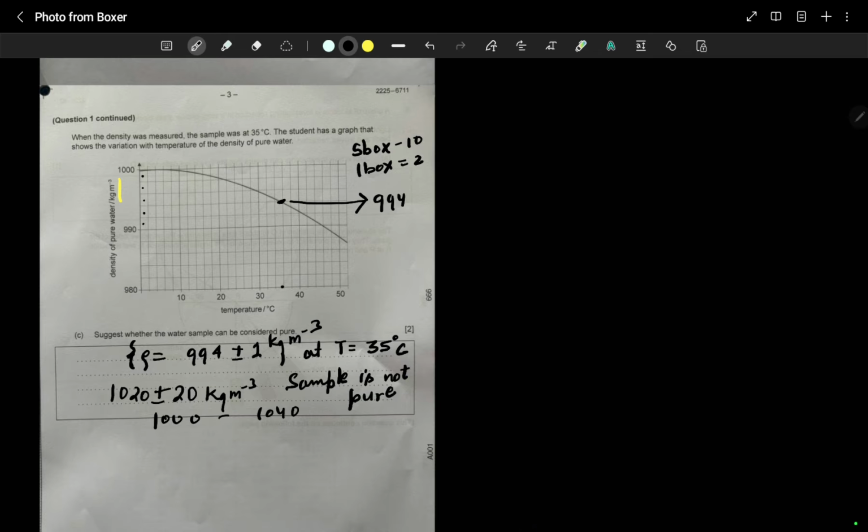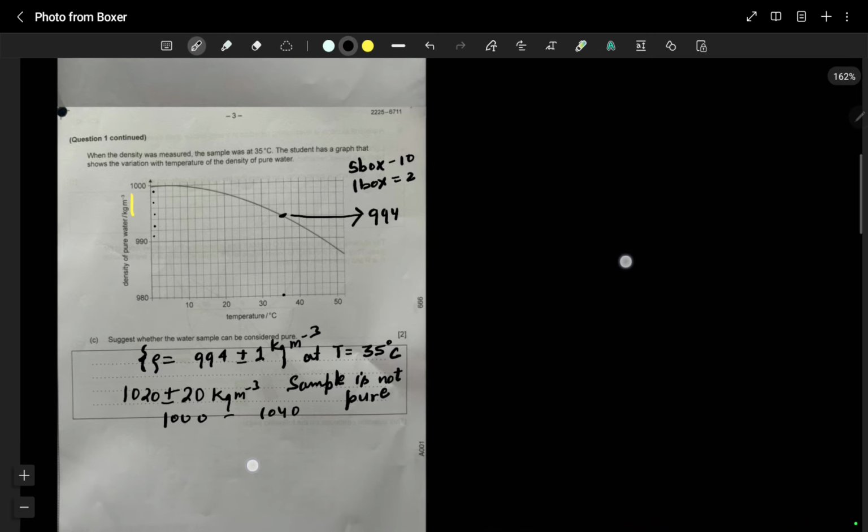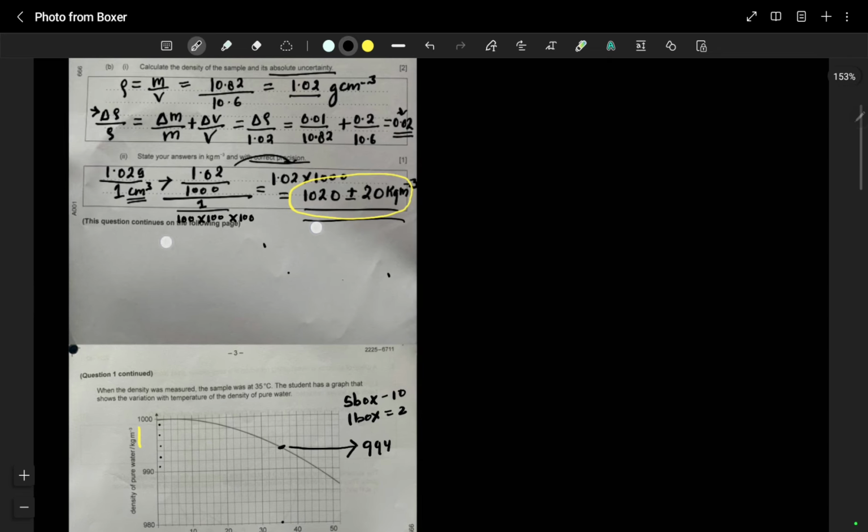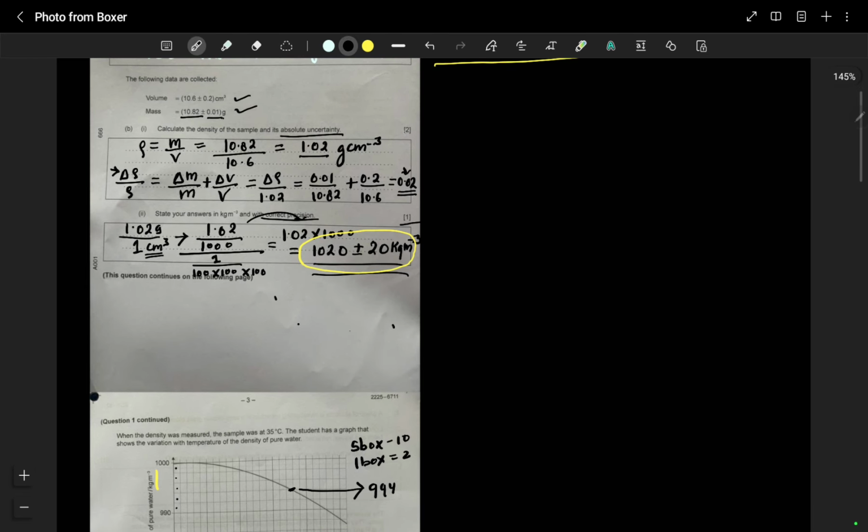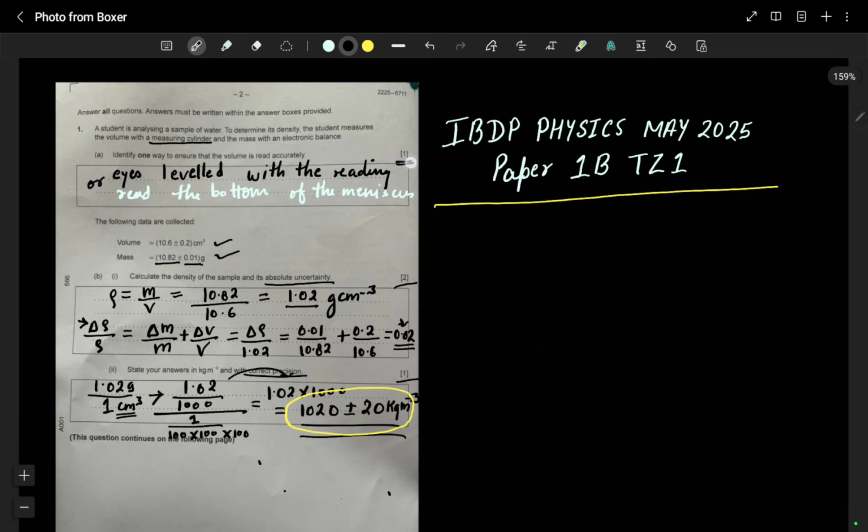So that's all. This was question number 1, and if you were able to do so, you got 2 plus 1 is 3, plus 2 is 5, and 6 marks.